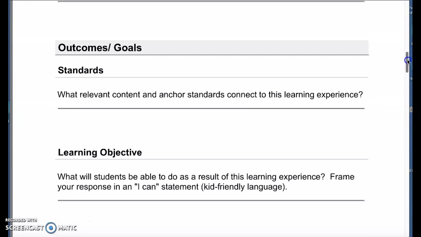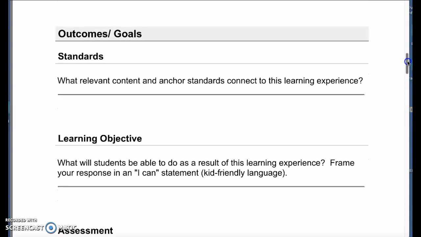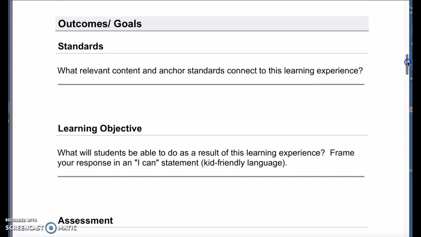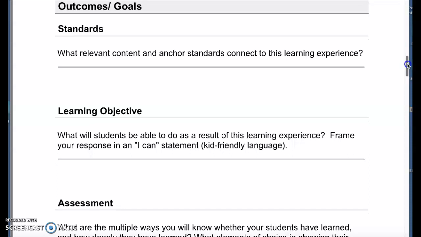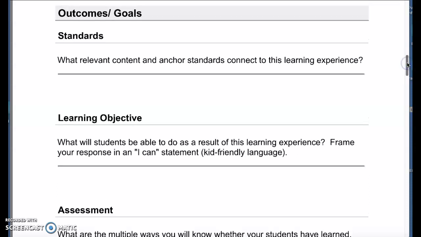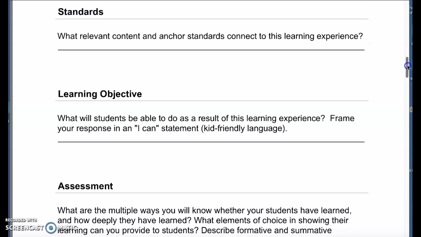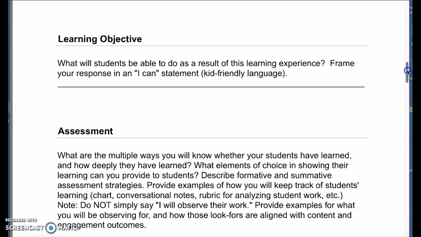Moving to outcomes and goals, this is where you're going to put the Common Core State Standards or the Wisconsin Model Early Learning Standards if you're working in an early childhood classroom. Make sure you put the letters and numbers that correspond with the standard and then also write out the entire standard. That way whoever's reading the lesson plan will know what goals you're focusing on. And then the learning objectives should be directly connected to each standard.